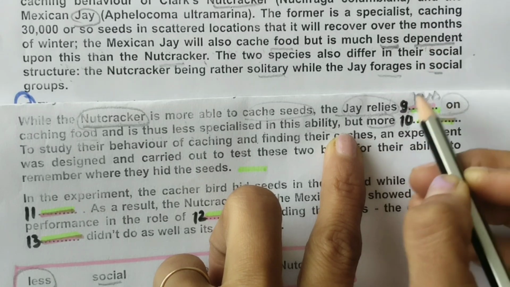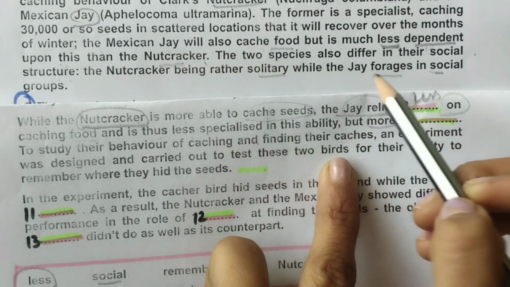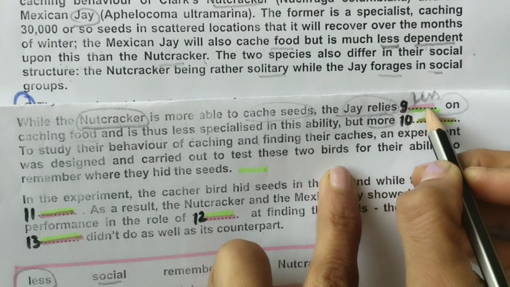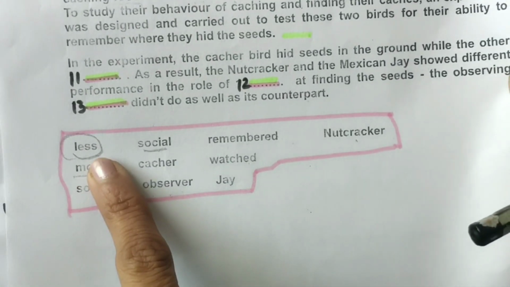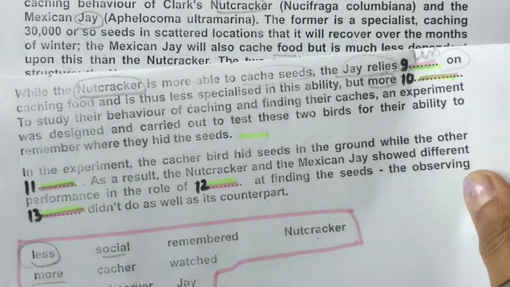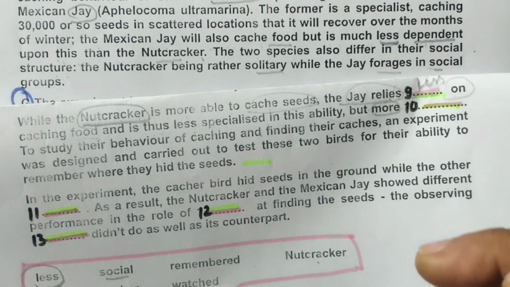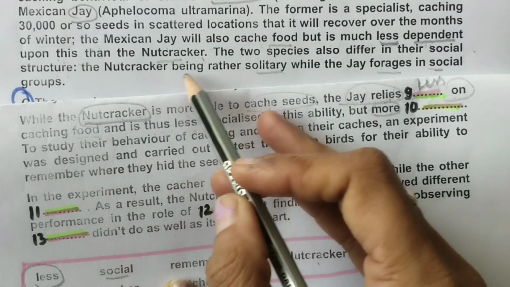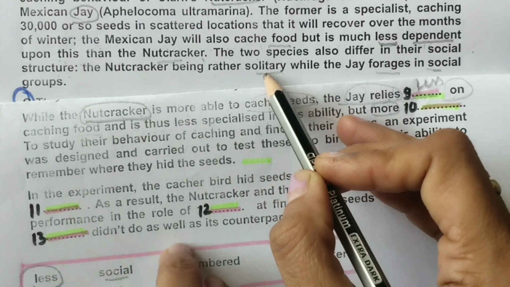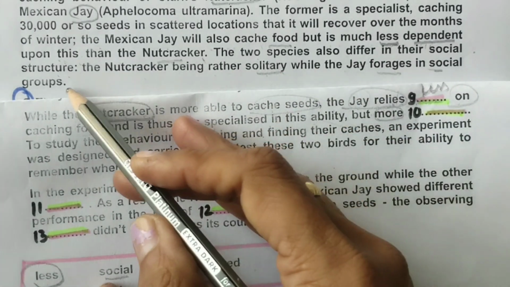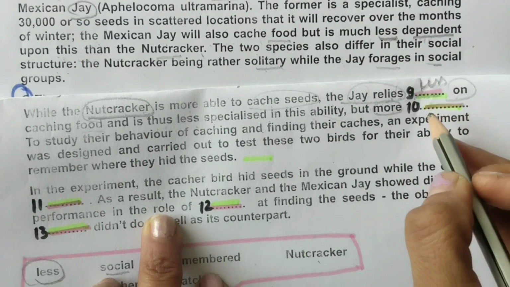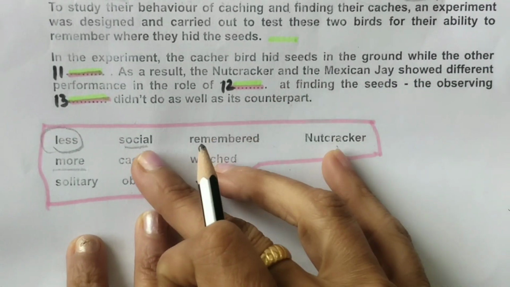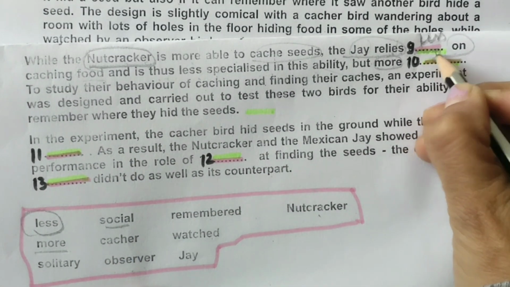This is paraphrasing they have done, and jay is also there. Catching food is also there. So it means relies less. The word "less" was given over here also. And the next word is, yes, it is given. The two species also differ in their social structure. The nutcracker, rather being solitary, means single, while the jay forages in social groups, means he believes more in social groups. So here we can write whatever is given, the word social is given. So we can write social.